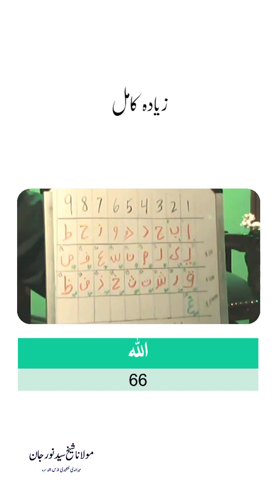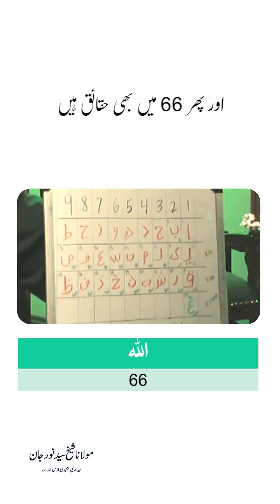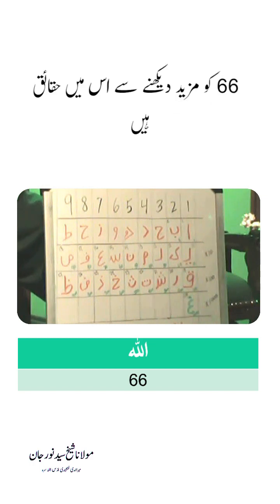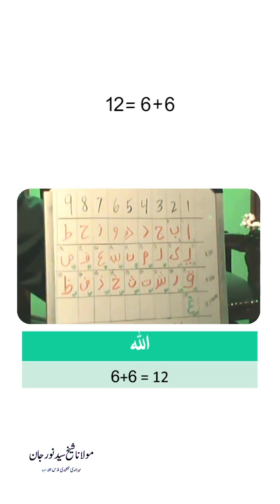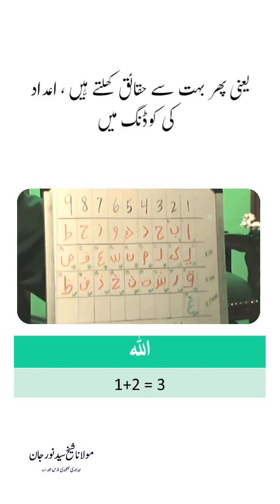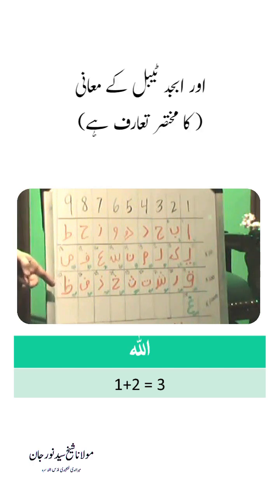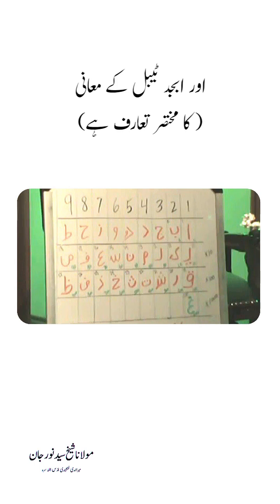More perfected. Many different realities. There are realities within Alif, Lam, Lam, Ha, and then there are realities within 66. Seeing the number 66 then has its reality. 6 and 6, 12. 12, 2 and 1, 3. It then begins to open many different realities in the coding of numbers. But this is a basic introduction into the Abjad table and the understanding of the Abjad table.